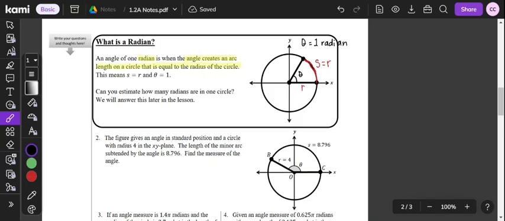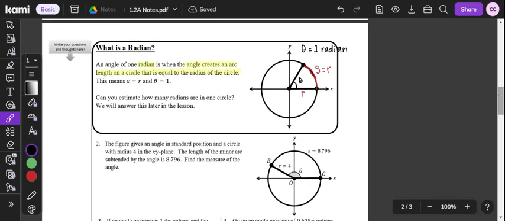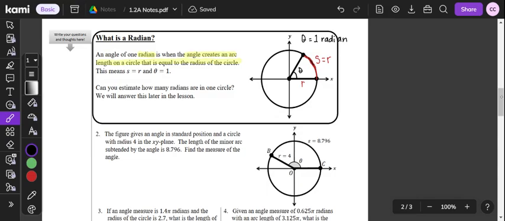That is the definition of a radian. It's when the arc is equal to the radius. All right, now, if you want to pause the video real quick just to think about this next question, you can. We will answer it towards the end of the lesson, but it says, can you estimate how many radians are in one circle? So if this little guy right here is 1 radian, what it's asking is how many radians would be a full rotation around the circle? We will answer this later on.